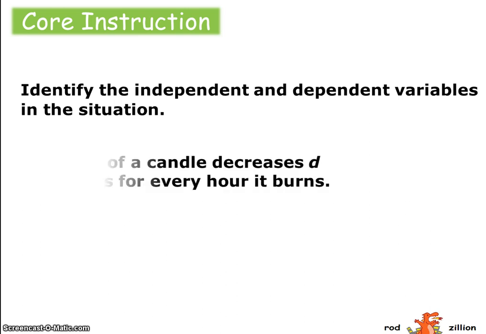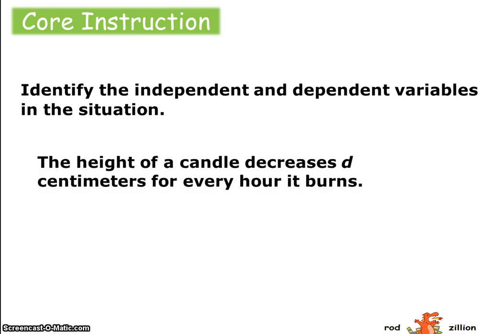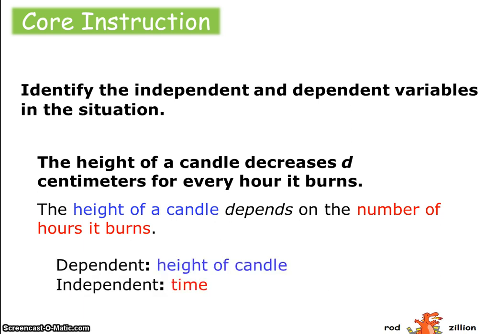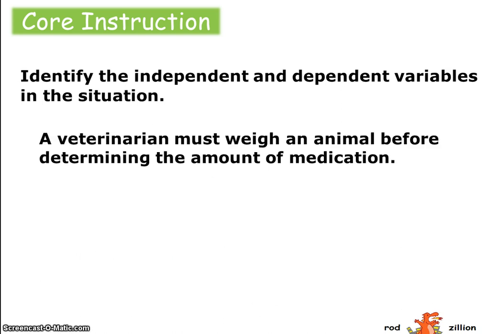In this scenario, the height of a candle decreases d centimeters for every hour it burns. So the height of a candle depends on the number of hours it burns. The longer it burns, the shorter the candle. Consequently, the dependent variable is the height of the candle, and the independent variable is time. Oftentimes, when time is one of the variables, it will be the independent variable. Time is dependent upon nothing.